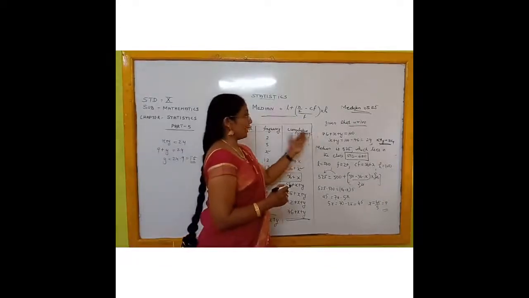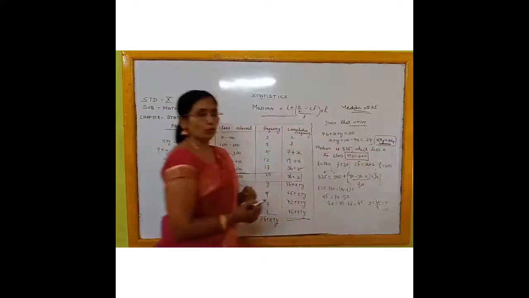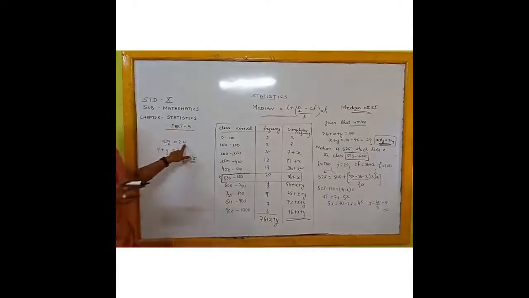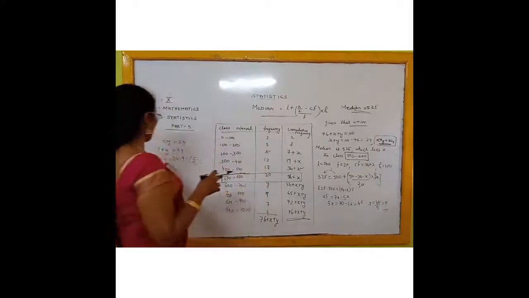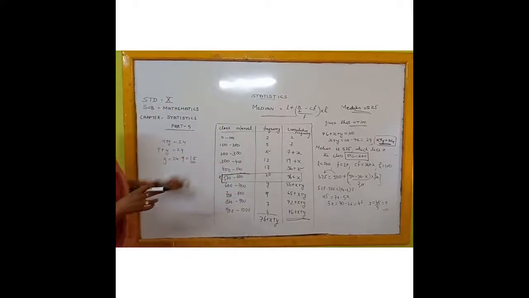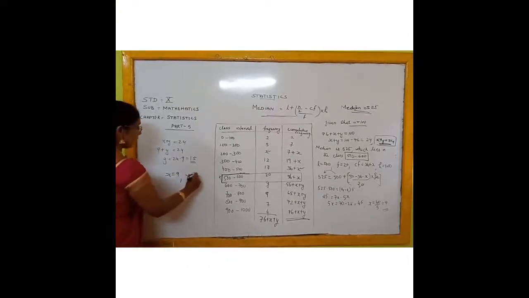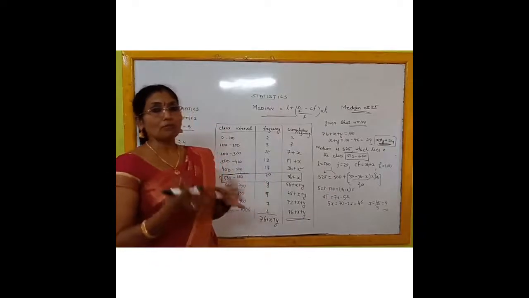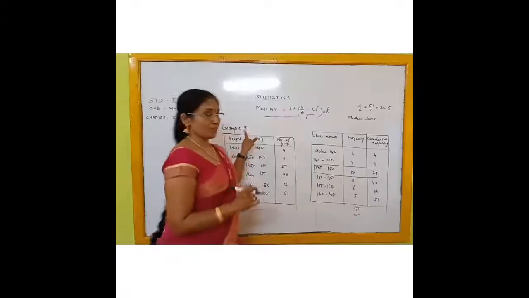Next step, what you should do: you already have one equation. What is that? x plus y is equal to 24. Now substitute that value of x in this equation. x plus y is equal to 24. You will get 9 plus y is equal to 24, and y is equal to 24 minus 9, which is 15. Now you got the missing frequencies. x is equal to 9 and y is equal to 15. These are the answers of the missing frequencies. So using this formula, you have found out the missing frequencies in this class. Clear for you, children?